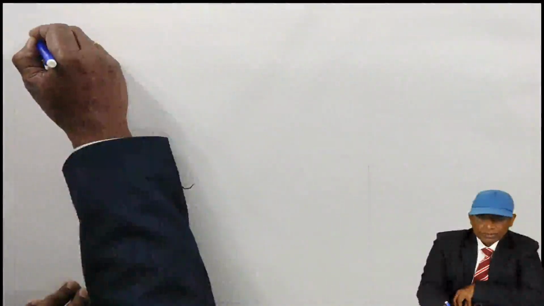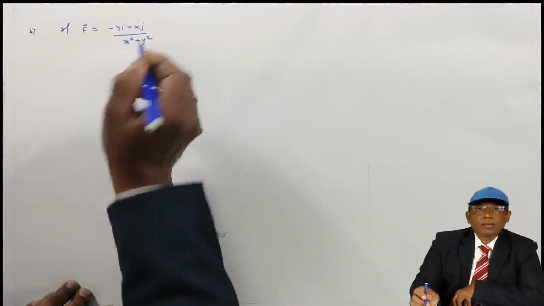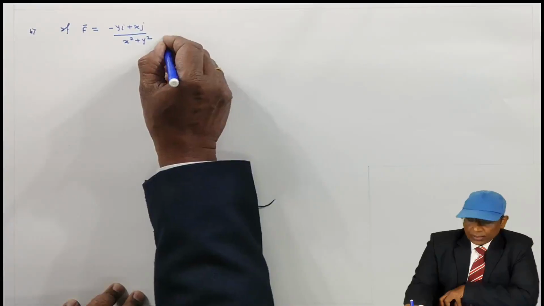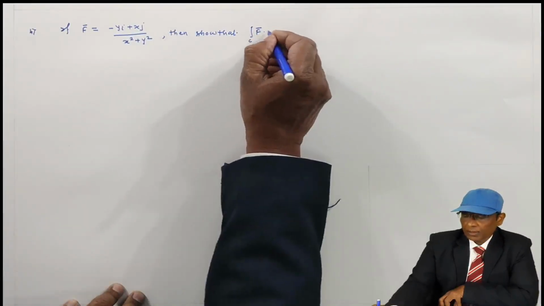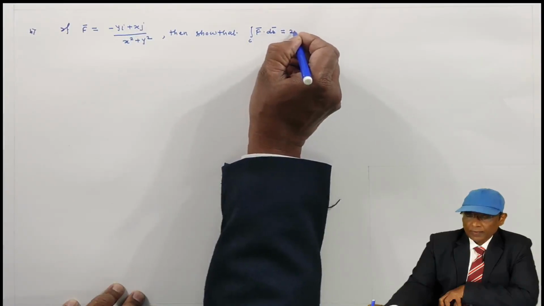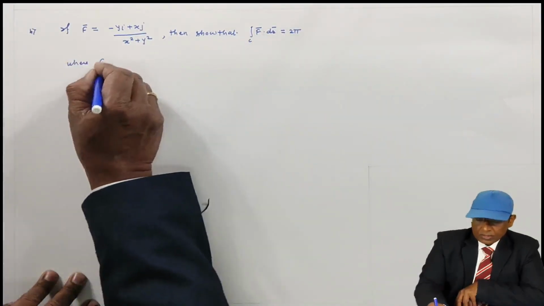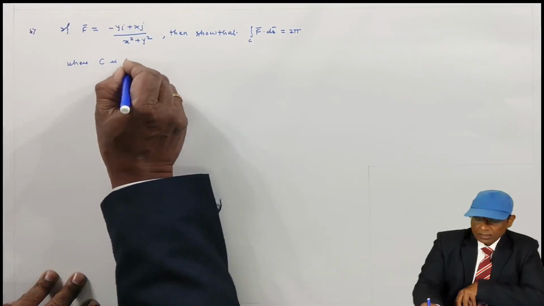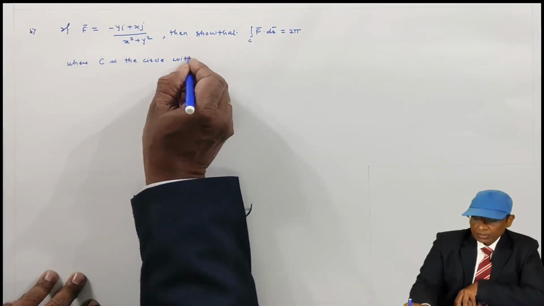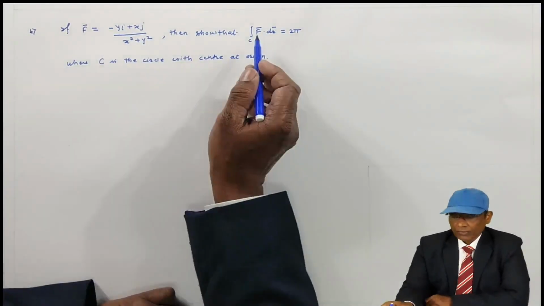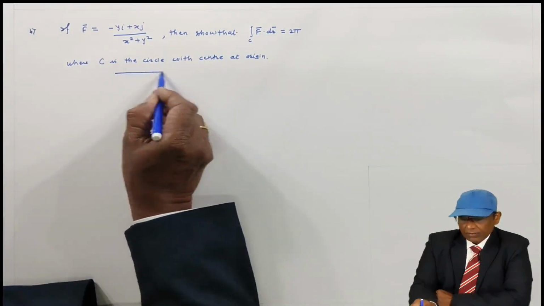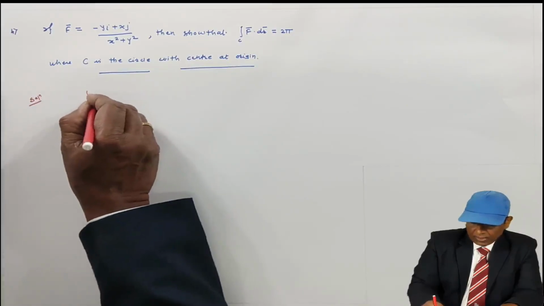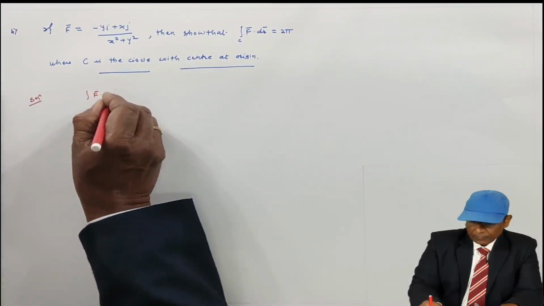This is the fourth problem. F(r) is given to you. Then show that the line integral of F(r) dot dr bar is equal to 2 pi, where C is the circle with center at origin. Here, the vector point function F(r) is defined on the circle. We want the integral of F(r) dot dr bar.